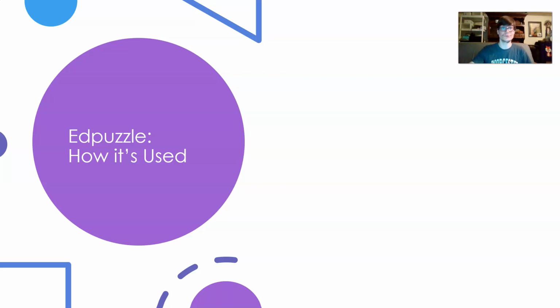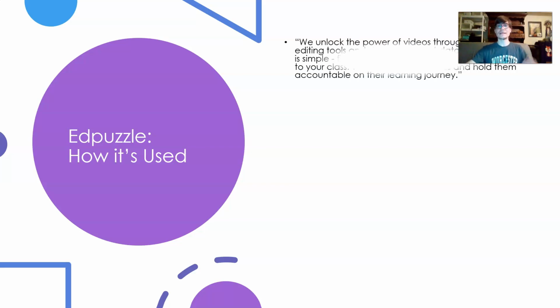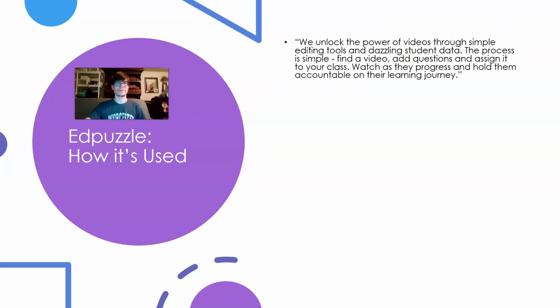But then how do we use Edpuzzle? Again, going off of what Edpuzzle itself says, and I'm going to move myself temporarily, we unlock the power of videos through simple editing tools and dazzling student data. The process is simple. Find a video, add questions, and assign it to your class. Watch as they progress and hold them accountable on their learning journey.